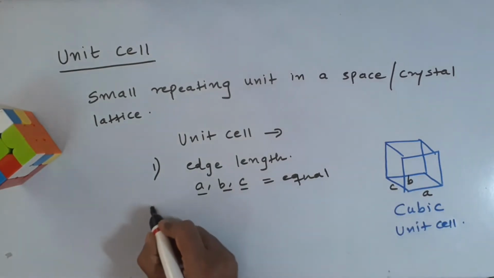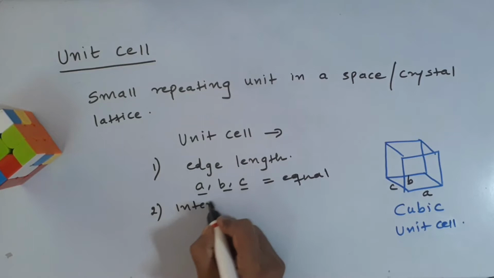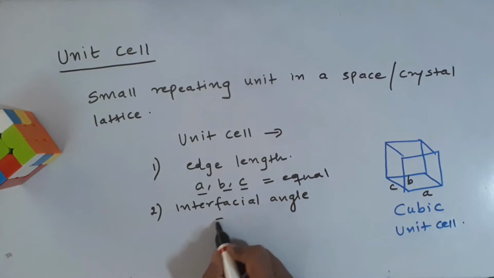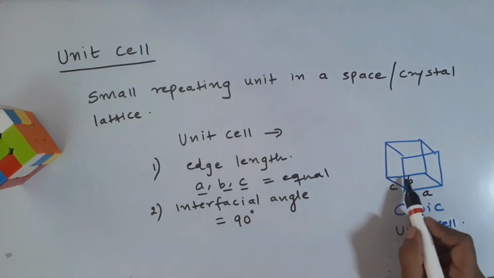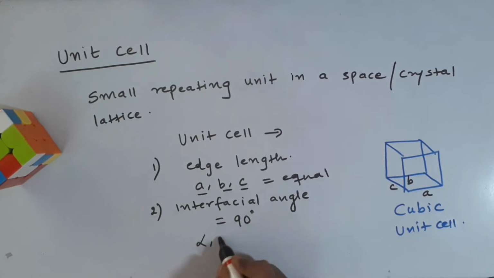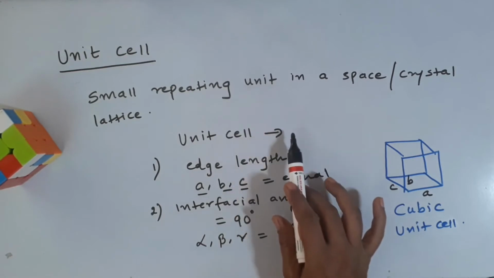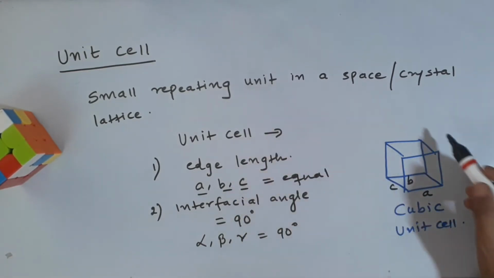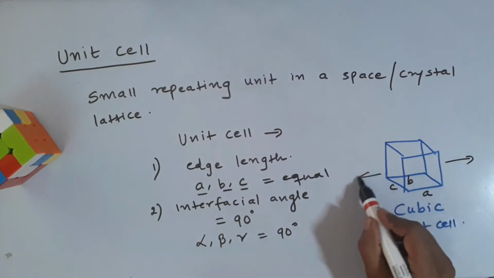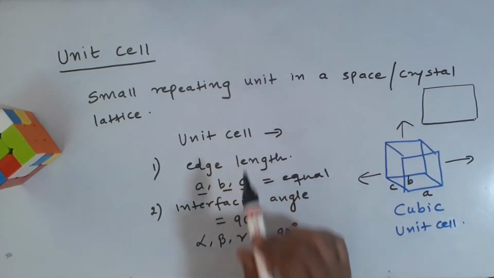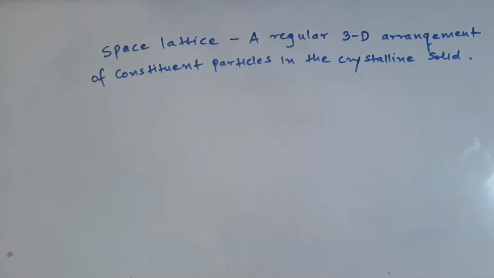Similarly, they will have angles in between the edges or in between the faces, known as interfacial angles. So in this case, the interfacial angles are going to be 90 degrees in this diagram. Alpha, beta and gamma are the interfacial angles. So each unit cell can be differentiated from the other unit cell on the basis of these two parameters. And if you start repeating the unit cell in all the directions, from right side, from the left side and from the top, you will get a big crystal whose shape will be exactly like the smallest unit cell.